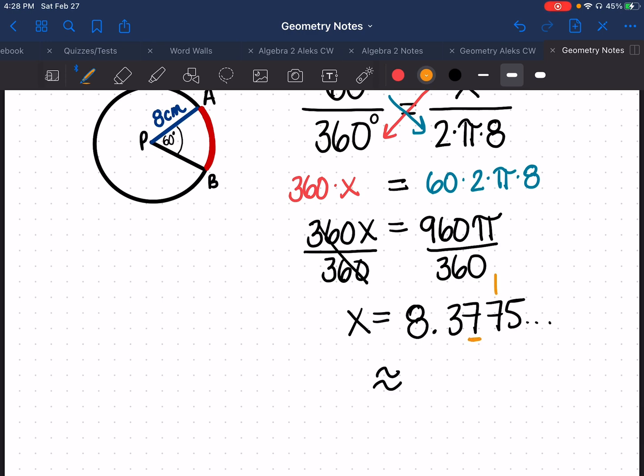There it is. The third one is going to tell me if I should round or not, and the rest of these numbers in my calculator do not matter. So this number is going to decide, should I keep it 37 or should I make it 38? Since it is 5 or more, I'm going to say my answer is 8.38 centimeters, about. Okay? All right.